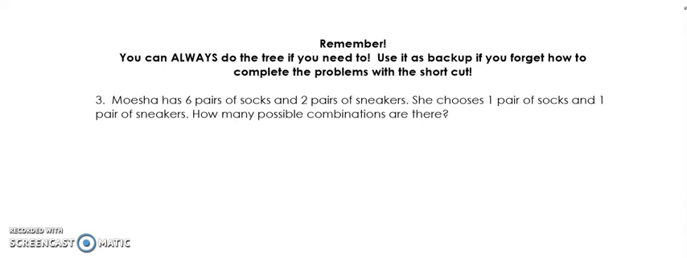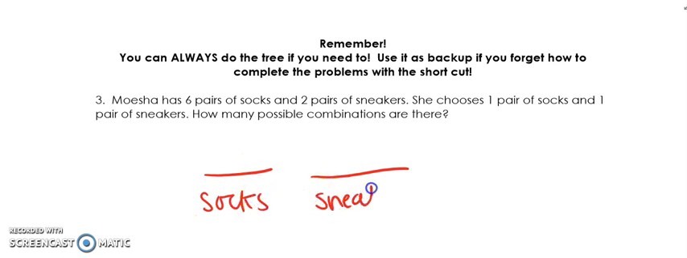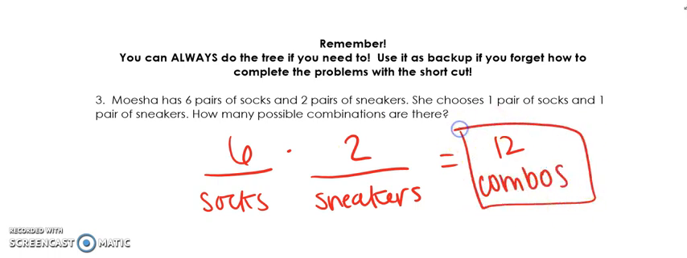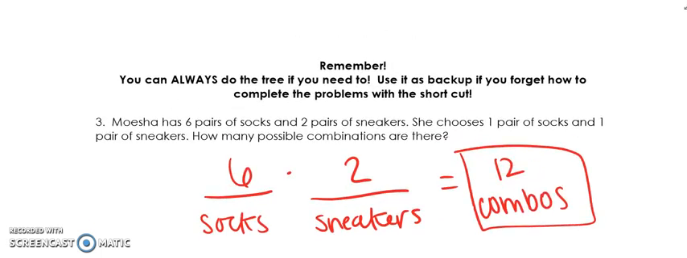Moesha has 6 pairs of socks and 2 pairs of sneakers. She chooses a pair of socks and a pair of sneakers. How many possible combinations are there? So what do we got going on here? We got socks and we got some sneaks. How many kinds of socks? 6. How many kinds of sneakers? 2. 12 combos. Boom. You can do a chart if you want to, though. You probably don't, though.